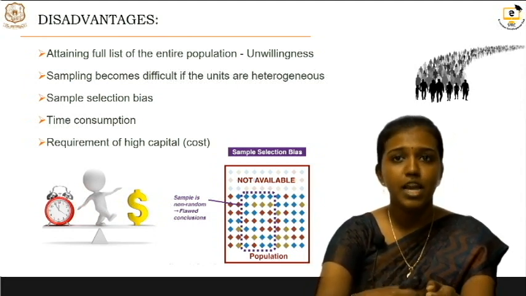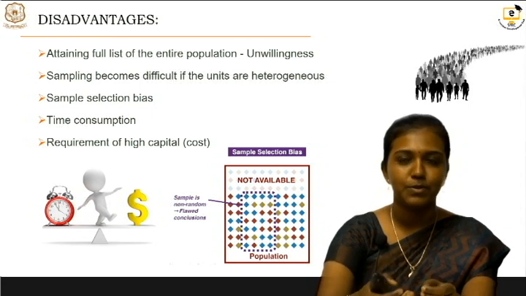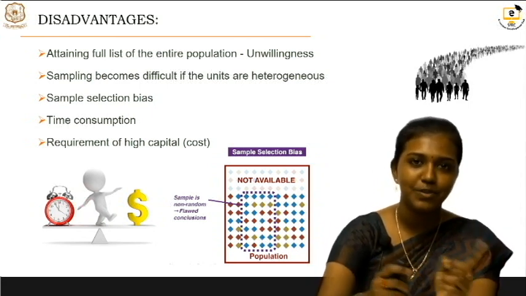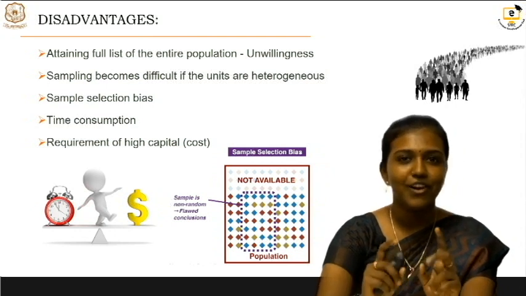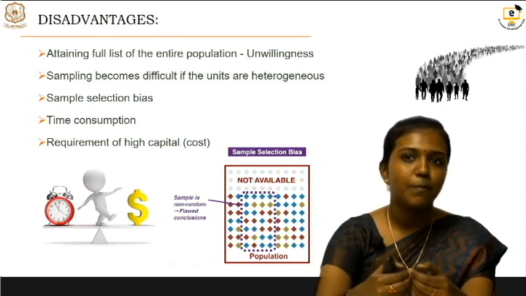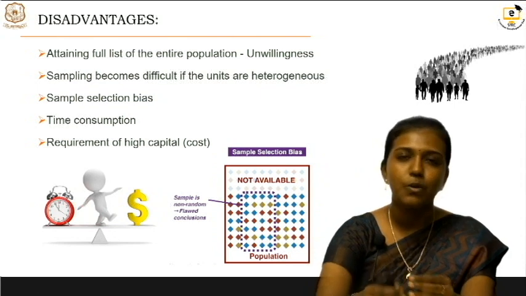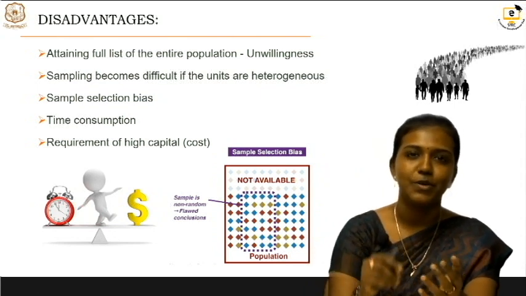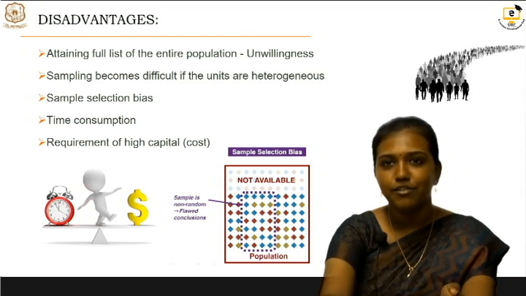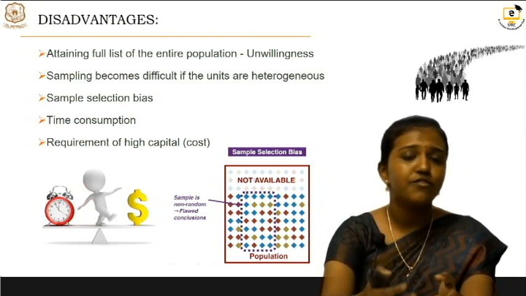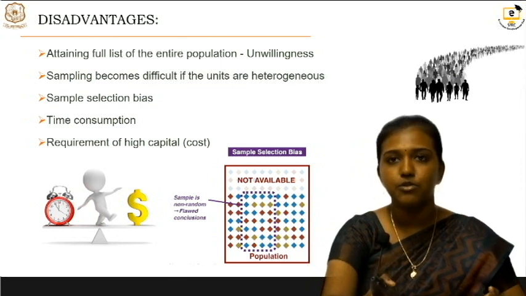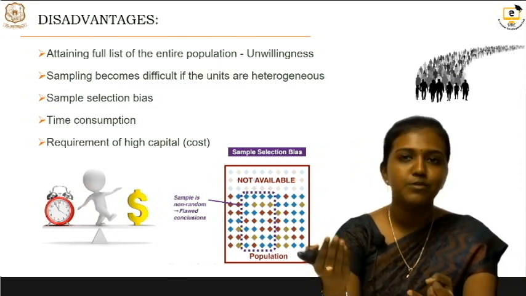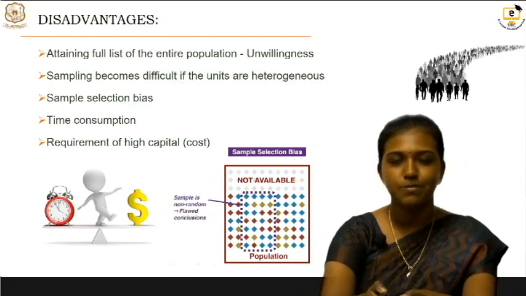And there can be sample selection bias also. With the luck factor I was telling you about in the last slide, if your luck is not with you, your sample might be biased. And it is so time consuming. You cannot be looking at all the tables of numbers and selecting from them. It takes a lot of time. It also takes a lot of your economic resources to attain a sampling frame and to do the sampling. Both time resources and economic resources get expended.